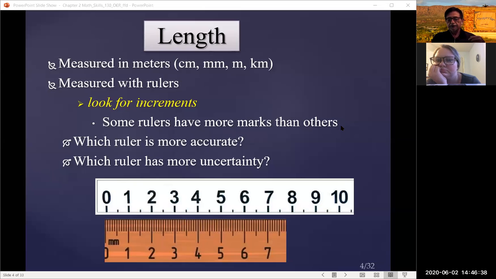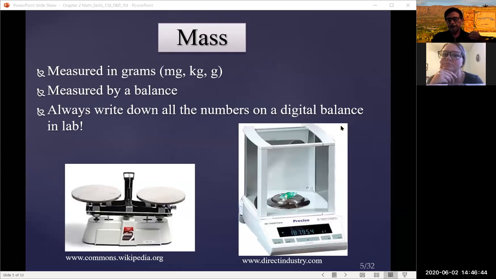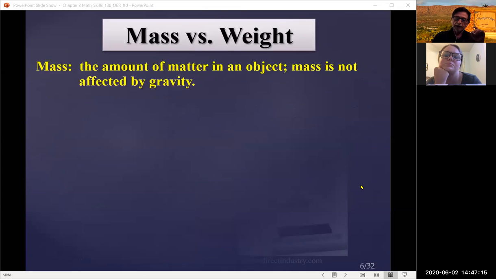So again, which has more uncertainty? The white one. Okay. Here's a good example of accuracy. In mass, we use the units of mg, which is milligrams, kg, which is kilograms, and g, which is grams. The balance on the left is a lot less accurate than the balance on the right. If you were in the lab, the balance on the right is what you'll be using to measure. That one you can go to 3 decimal points. So you get a little bit more accurate with the balance on the right.